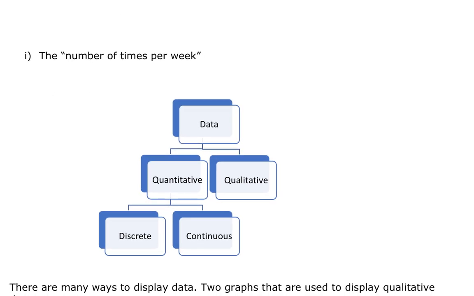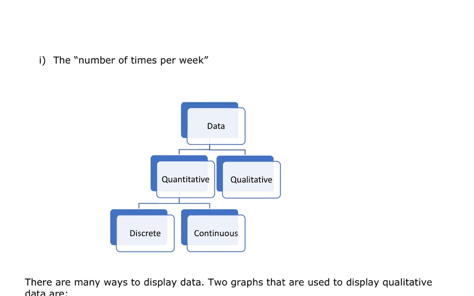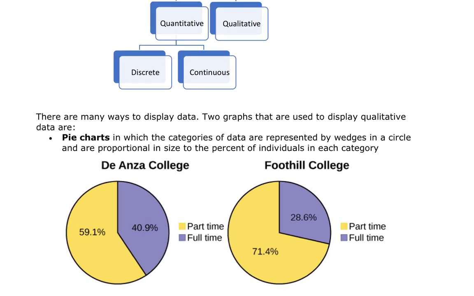Data, then, we can talk about it being in two different slots. It's either quantitative or qualitative. We have discrete and continuous that goes with quantitative, and qualitative does not have any subcategories. There's many ways in which you will see data displayed. Some are better than others. So the first thing we're looking at is pie charts.